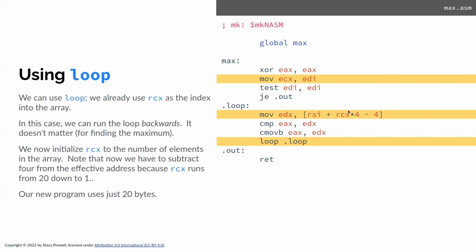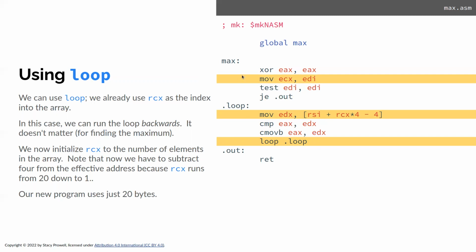1-based index into the array, right? Because it starts up here with count. And so this is count times 4, which would be past my array. So I subtract 4. Right? I really want RSI plus RCX minus 1 times 4, but this will work just as well. And I have base, index, stride, and offset or displacement. There we go. So that gives me the correct element of the array. I put it in EDX, compare it, conditionally move it, and then I loop back to the top, and that will decrement ECX, see if it's 0, and so on.